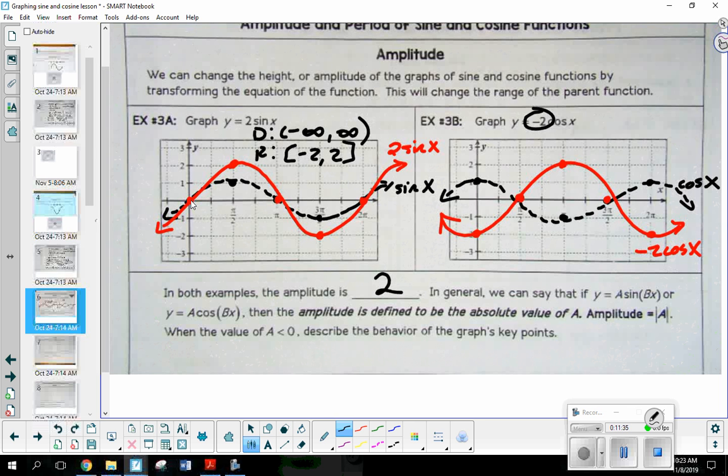Okay, so basically when we're talking about amplitude, we're referring to half the height of the wave. In general, we can say that if y equals a sine of bx, or if y equals a cosine of bx, then the amplitude is defined to be the absolute value of a. So on problems where you're asked to find the amplitude, it's the absolute value of that leading scale factor. Okay, what we're going to refer to as a. Now it says when the value of a is less than 0, describe the behavior of the graph's key points. Well, we already talked about the reflection. Those key points are going to be reversed.